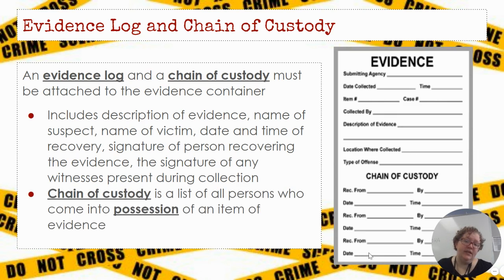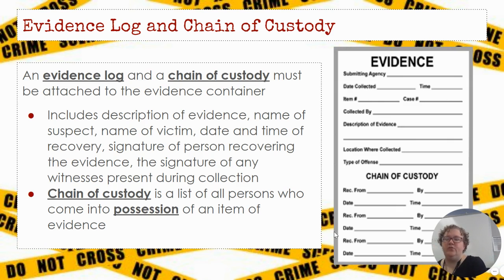The chain of custody, you can see, is at the bottom. This is a list of every person who came into possession of that item of evidence. So you can see this first line says received from, by, date, and time. So they received this from this person on this date at this time. And we can track where that piece of evidence goes, right? Once it's collected, it could come in contact with a bunch of different people, right?